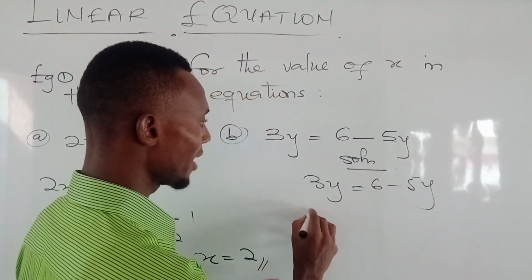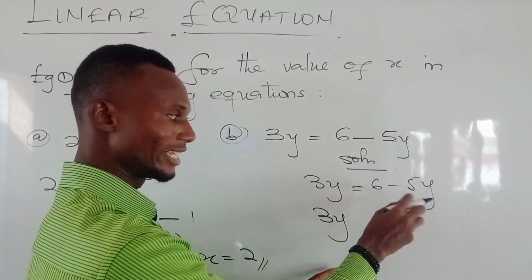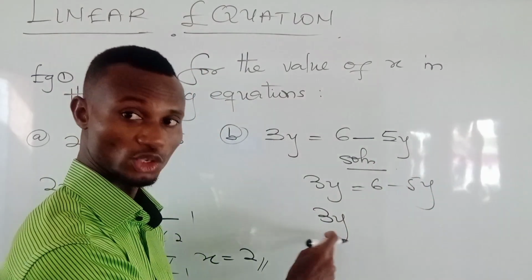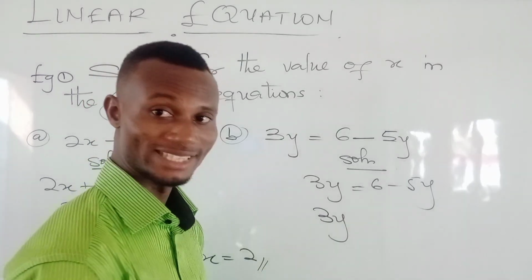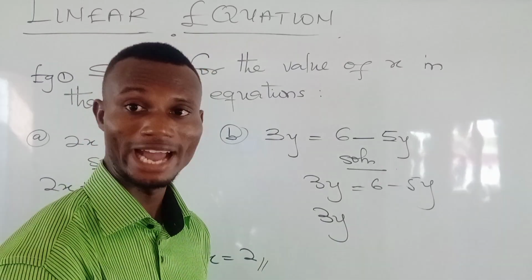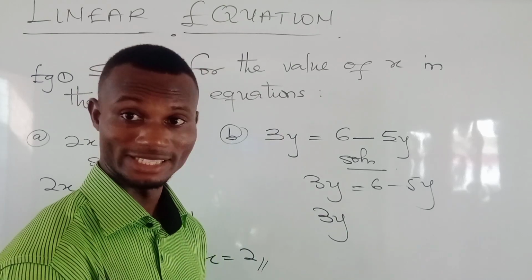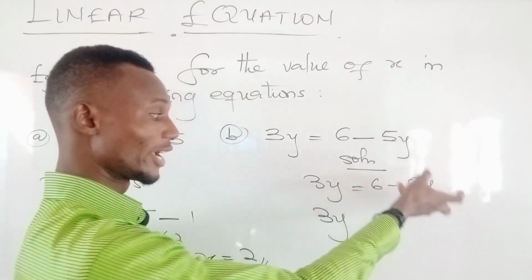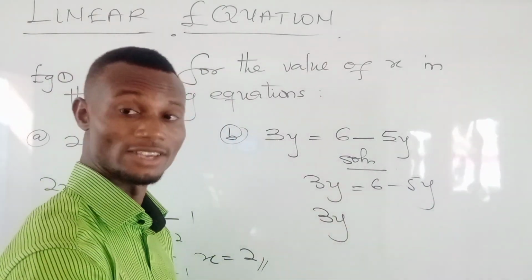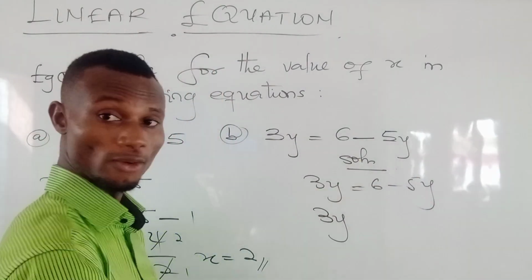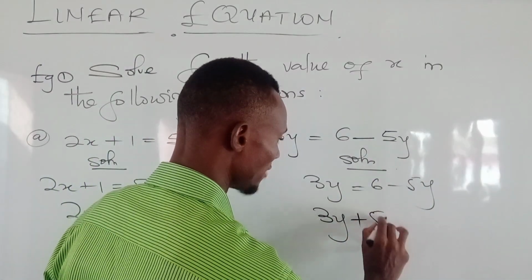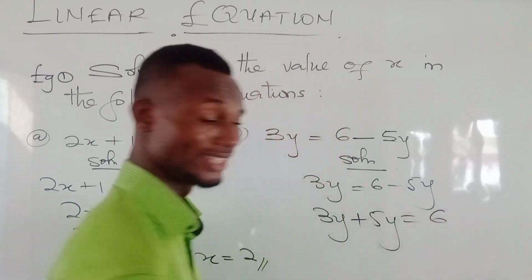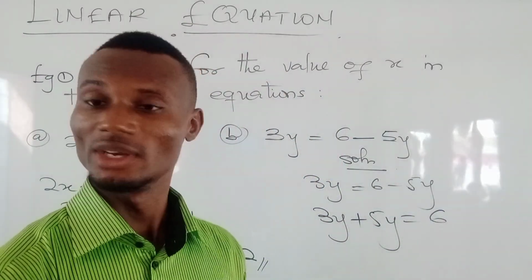So I write my 3y here, and this minus 5y will cross the equal sign to join the 3y. Don't forget I said that when anything crosses the equal sign, the sign changes. It is minus 5y, and when it crosses the equal sign and comes here, it becomes positive 5y. Bring your equal sign, and write your 6 there. We just grouped like terms.